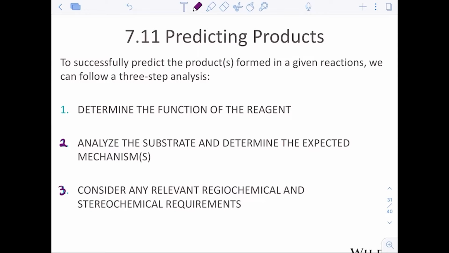Remember, regioselectivity is for our elimination reactions. Stereoselectivity is in a lot of our different outcomes, right? Mainly elimination, but again, when we think about carbocation rearrangements, the SN1 can also have some regio and stereochemical predictions or requirements to do.